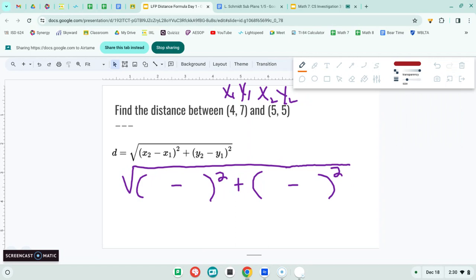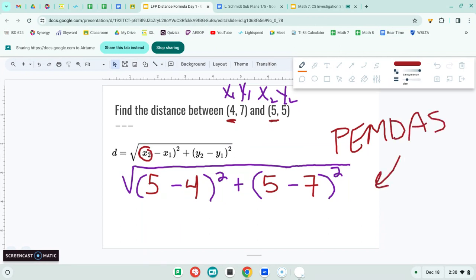Then we start by doing 5, because my x2 was 5, minus my x1, which is 4. Notice I'm just subtracting my x's, and now I'm subtracting my y's, so I have 5 minus 7. It's order of operations now at this point. So 5 minus 4 is 1. I still have to square it.